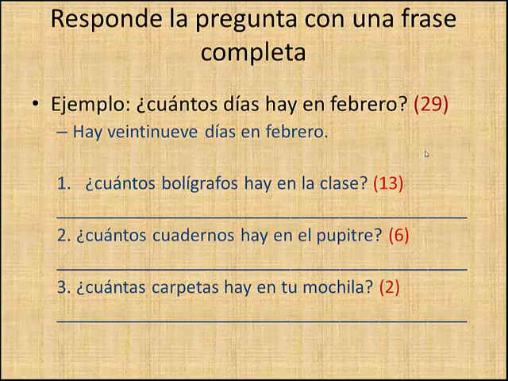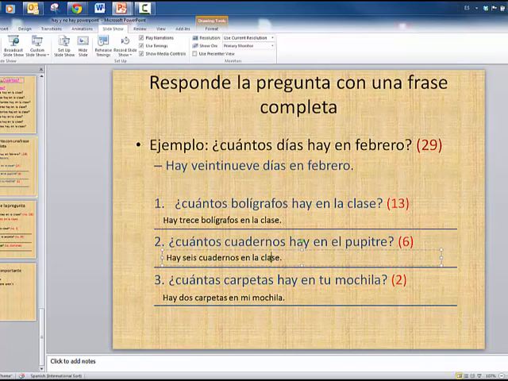Okay, let's check your answers. So, ¿cuántos bolígrafos hay en la clase? We're looking at 13 of them. So the answer here would be, hay 13 bolígrafos en la clase. And, ¿cuántos cuadernos hay en el pupitre? Hay 6 cuadernos en el... Oops. And a little bit of a mistake here.